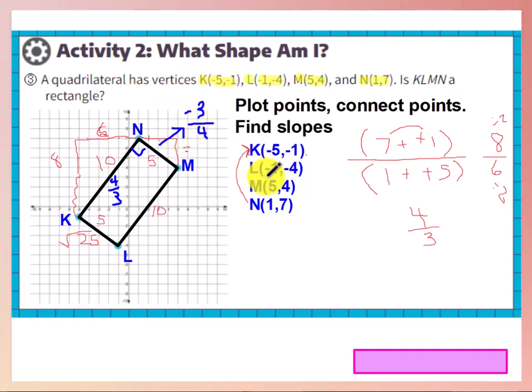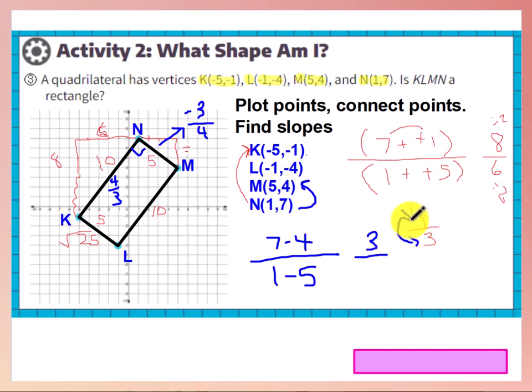Alright, so I'm saying this is what this should be. So let's go to NM. And I'm going to draw an arrow to show you what direction I'm going. I'm going to start with 7, take away 4, over 1, take away 5. 7 minus 4 is 3. I'm starting to see that flip. And 1 take away 5 is negative 4. And a positive divided by a negative is negative 3/4. So I do indeed have perpendicular line segments.